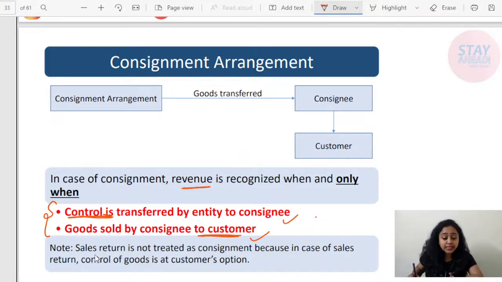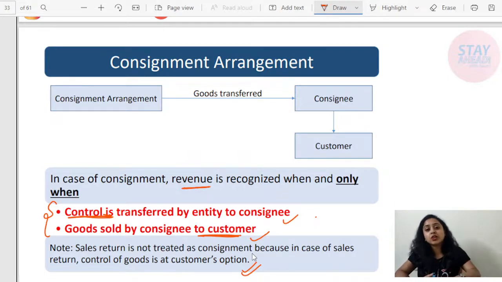If we talk about sales return, it is not treated as consignment, because in case of sales return, control of goods is at the customer's option. Since control has been transferred to the customer, if it is returning, it is on the say of the customer. Now there is no say of the seller. Okay, it is done on the choice of the buyer. Therefore, revenue can be recorded for the sales return. You will not be considering it as consignment.